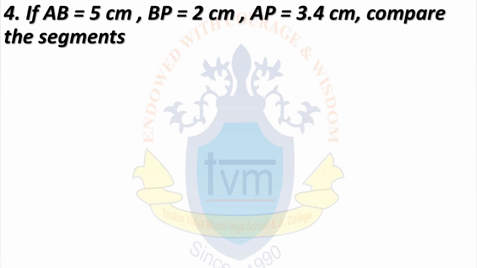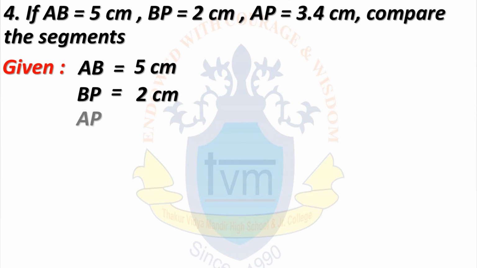Here we have the next question. If AB equals 5 centimeter, BP equals 2 centimeter, AP equals 3.4 centimeter, compare the segments. Compare the segments means finding the relation between those given segments. They may be equal or they may not be equal. If they are not equal, then what kind of relation they have. It means you have to arrange those segments in ascending order or descending order using their length. So here AB is 5 centimeter, BP is 2 centimeter, AP is 3.4 centimeter. Now we'll arrange those lengths in descending order.